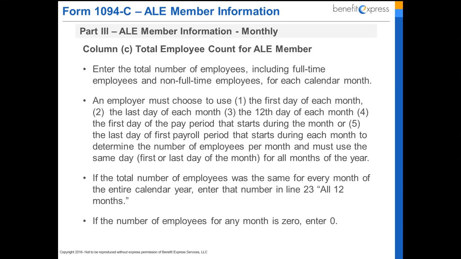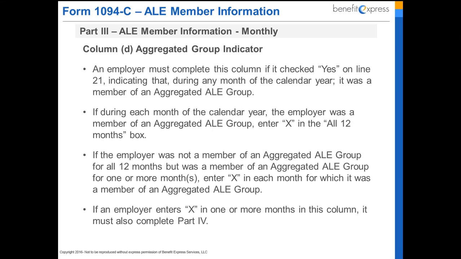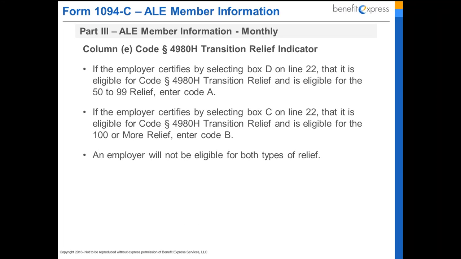And then, as I indicated, to determine the total number of employees, use the first day of the month, the last day of the month, the 12th day of the month, or the first day of the first payroll period, or the last day of the first payroll period. In column D, for each month you indicate whether you're a member of a control group. And in column E, if you're between 50 to 99, you put code A. If you're 100 or more, you put code B.